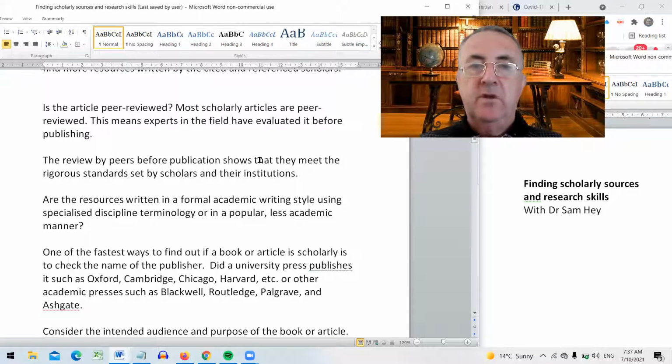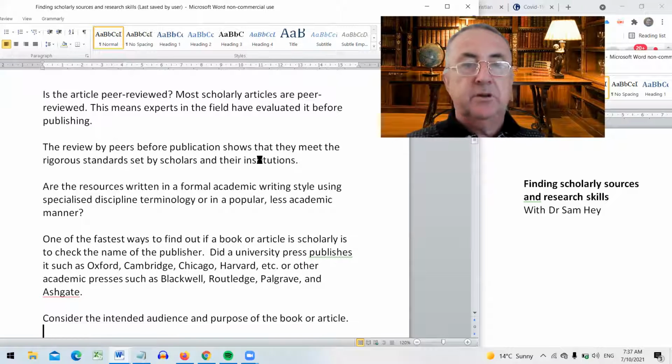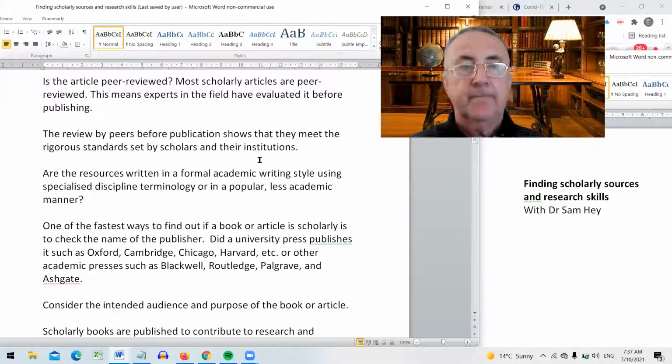Is the article peer reviewed? Most scholarly articles and books are peer reviewed. That is, there is a statement that they've been reviewed by other scholars in the area. And this will mean that other experts in the field have evaluated the resource before it's published. Many, many websites, of course, don't have that. They don't have a large number of references, and they're not peer reviewed, and they're not published by scholarly publishers. The review by peers before publication shows that they've met high, rigorous standards set by scholars and their institutions.